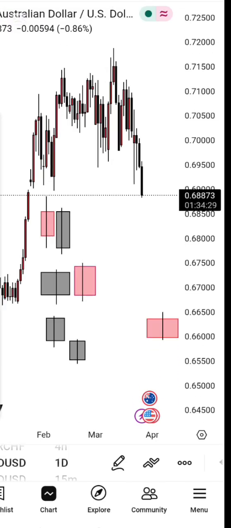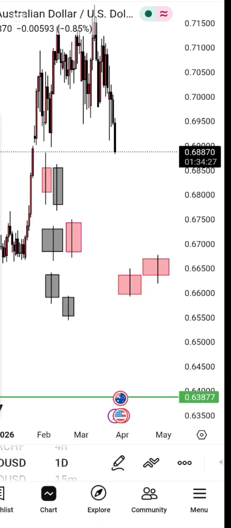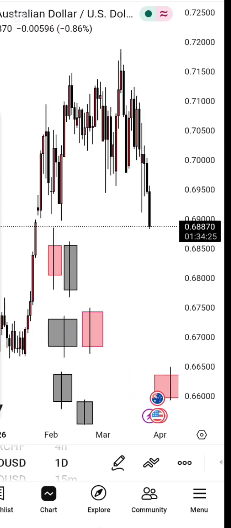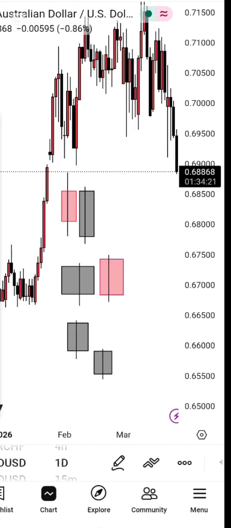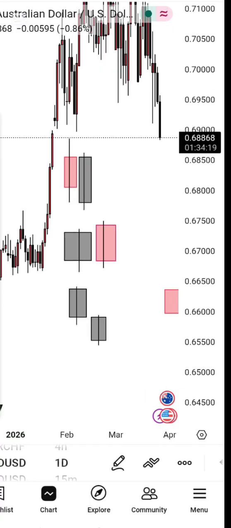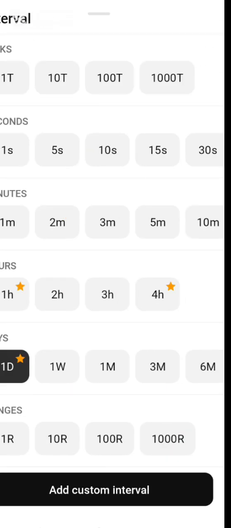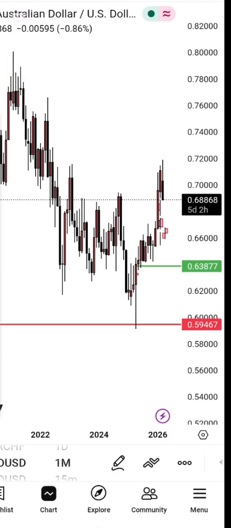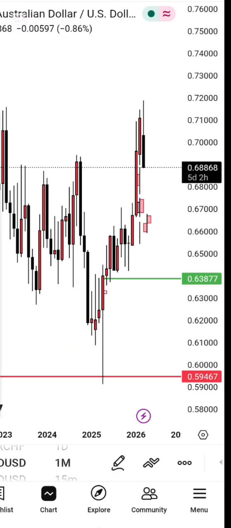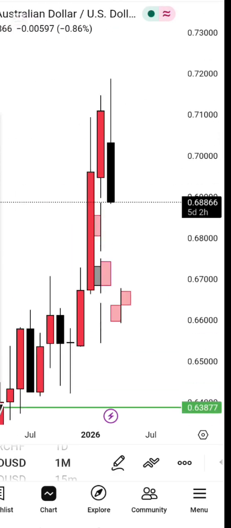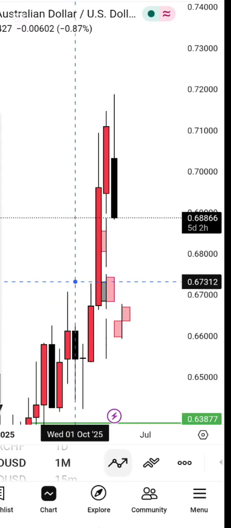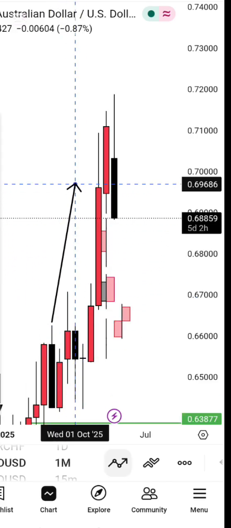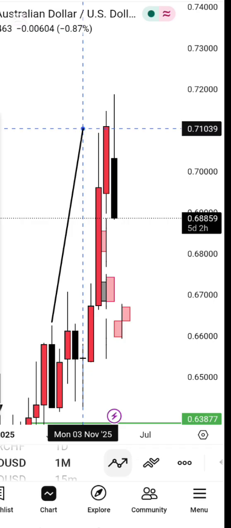Right, so this right here is the first chart of AUDUSD, and as we know it, the first thing we want to do is to look at the higher time frames. So starting from the monthly, we could see that price was bullish, going upwards. And that's all we needed to see on the monthly.